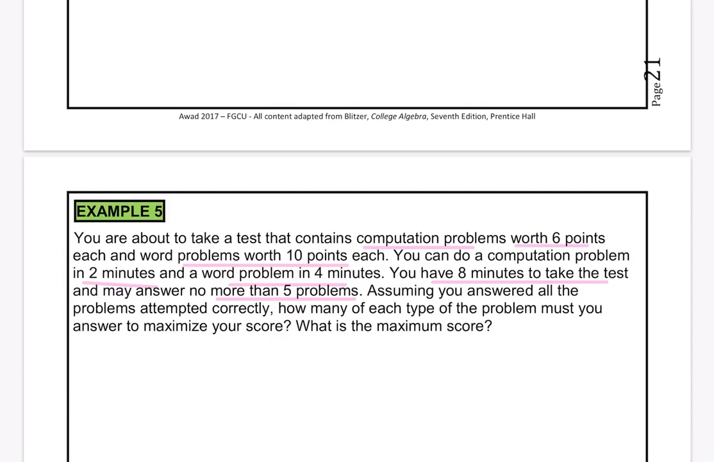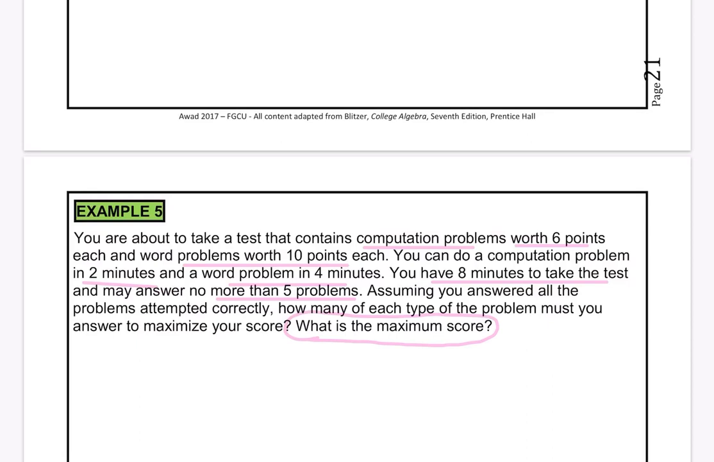So the question is, how do we maximize at the end of the day? What is your best strategy to maximize the score? How many computation problems should you do? How many word problems should you do so that you can maximize your score? And what would be your maximum score? That is the kind of problem that we are going to take a look at and solve.